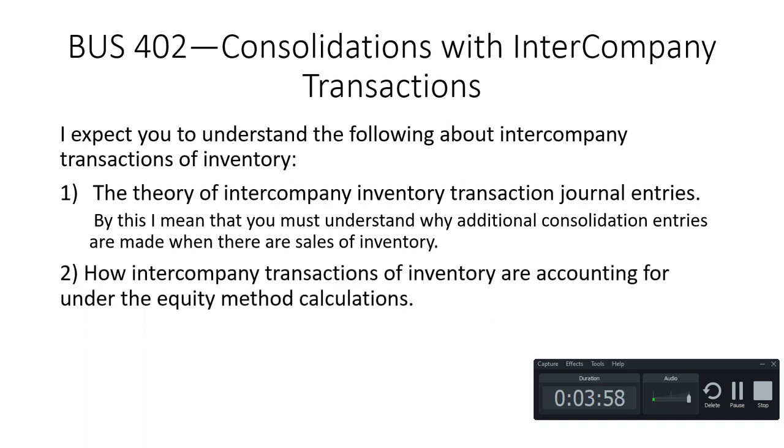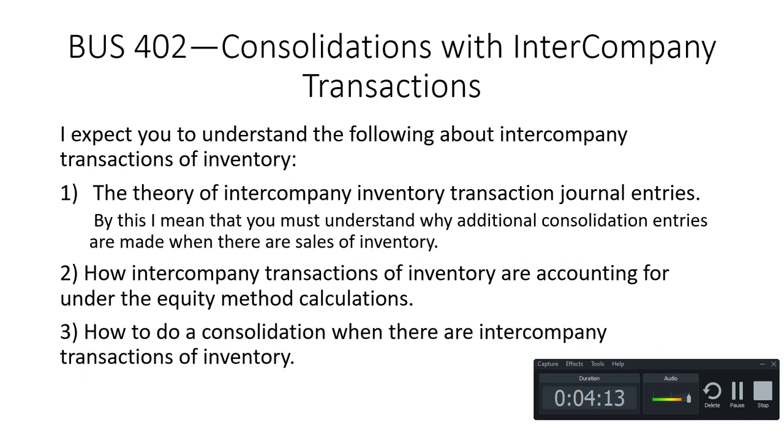I want you to understand how intercompany transactions of inventory are accounted for under the equity method calculations that we've done, especially the income from sub account and the investment account. And finally, how to do a consolidation when there are intercompany transactions of inventory. Basically, that's it right there.